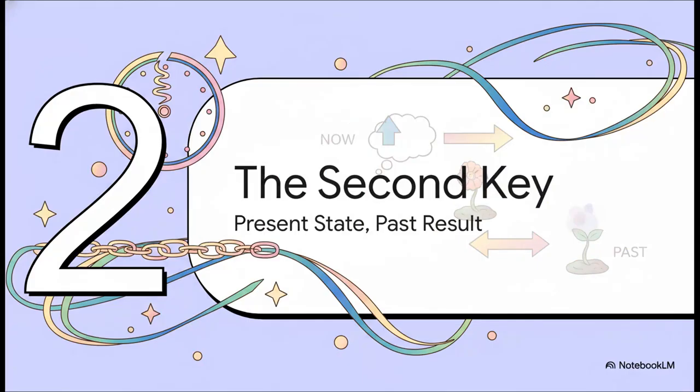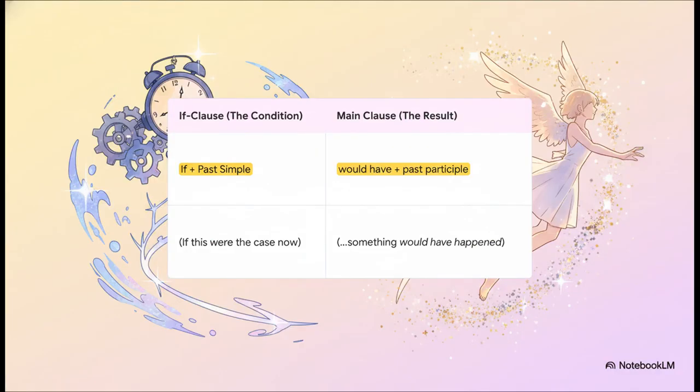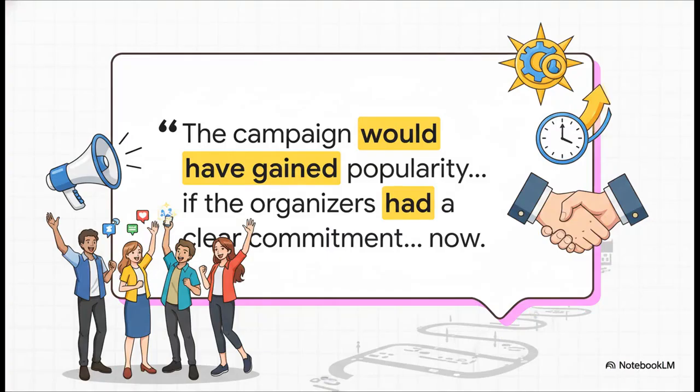Okay, ready to flip the timeline on its head? Because our second key does exactly that. This one is all about connecting a hypothetical situation right now to a hypothetical result that would have happened in the past. So the formula here is basically the reverse of the first one. The if clause, our present condition, uses the simple past tense, like if I were or if I knew. And the result, which is in the past, uses that classic would have plus the verb, like would have done or would have been. Let's check out this example.